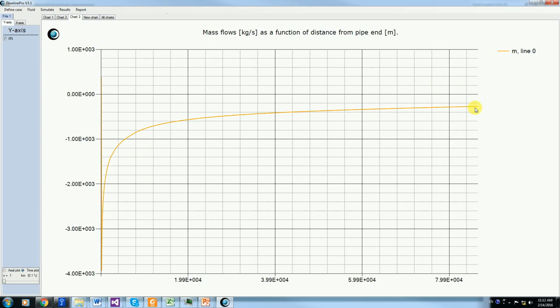And even after 24 hours we have a considerable amount of gas flowing back. We are then down to something like 400 kilograms per second. So still a very significant amount of gas flowing back from this pipeline.